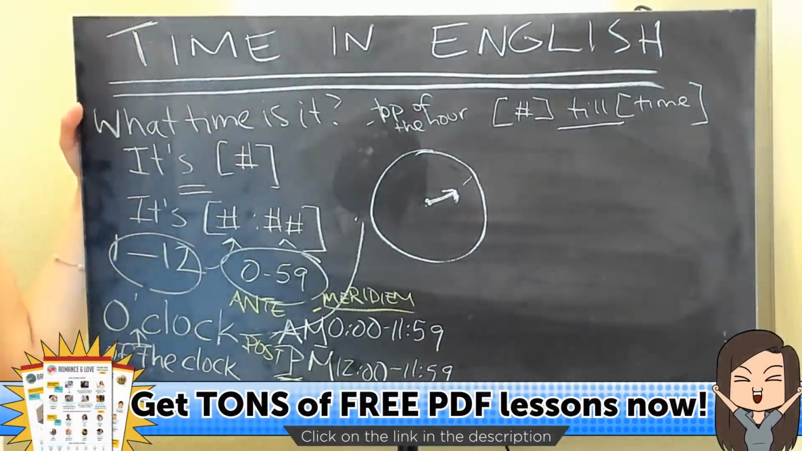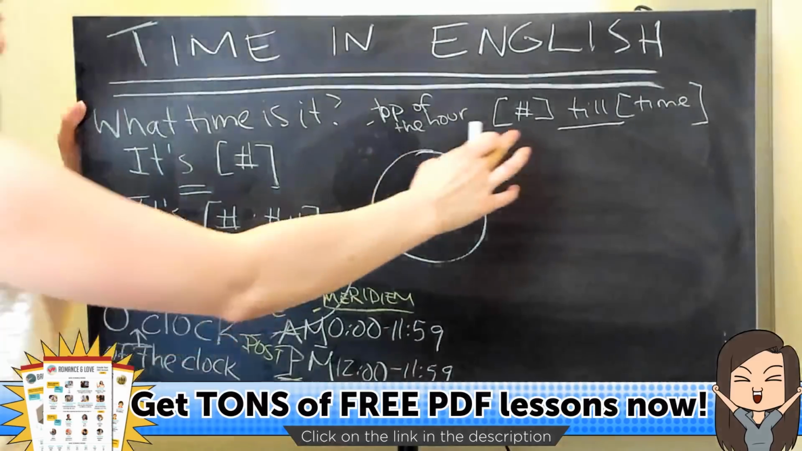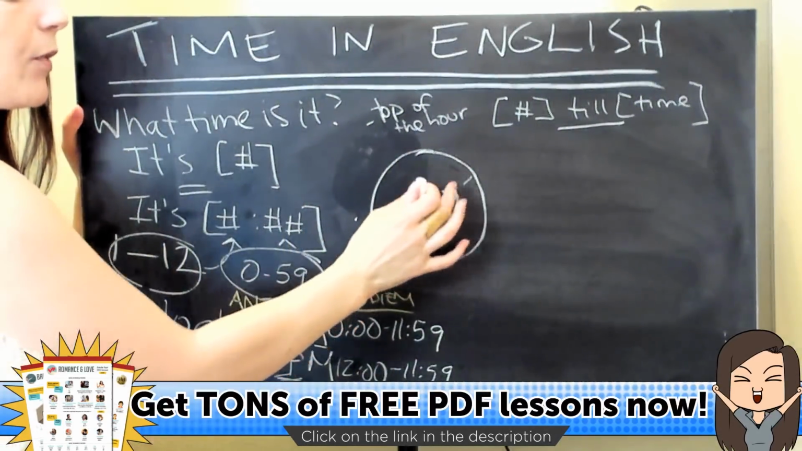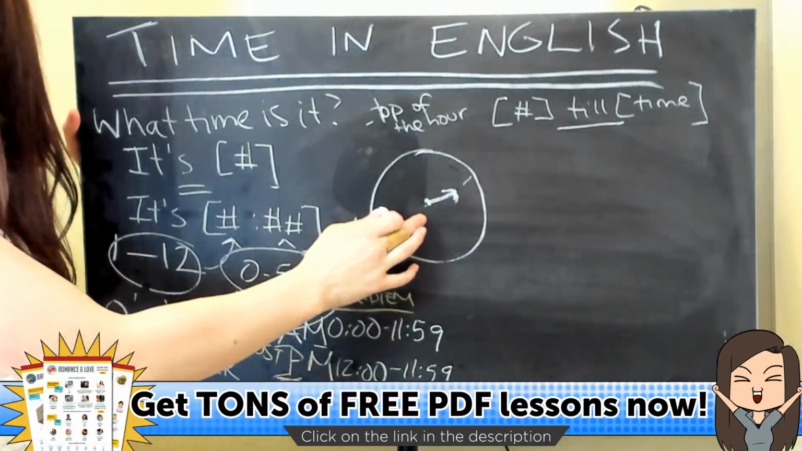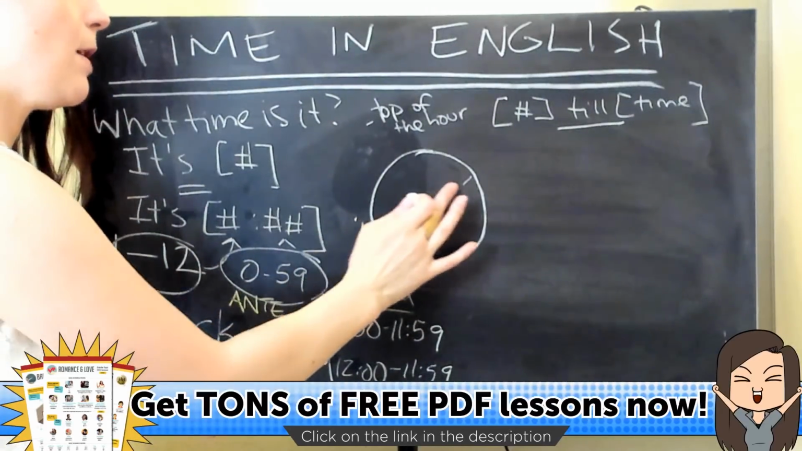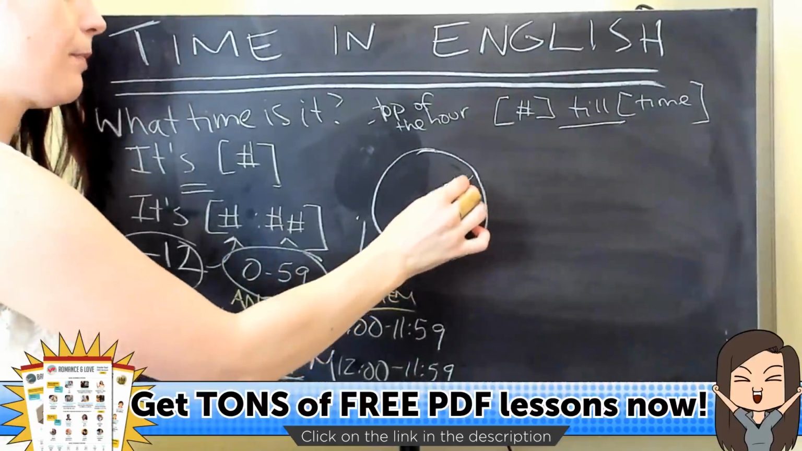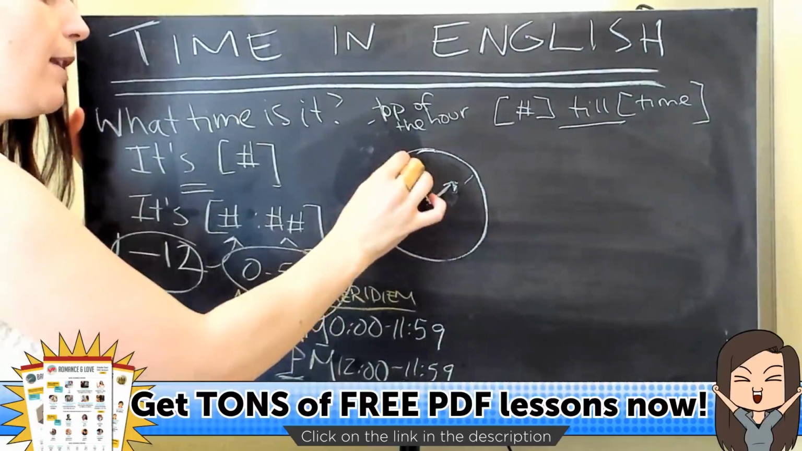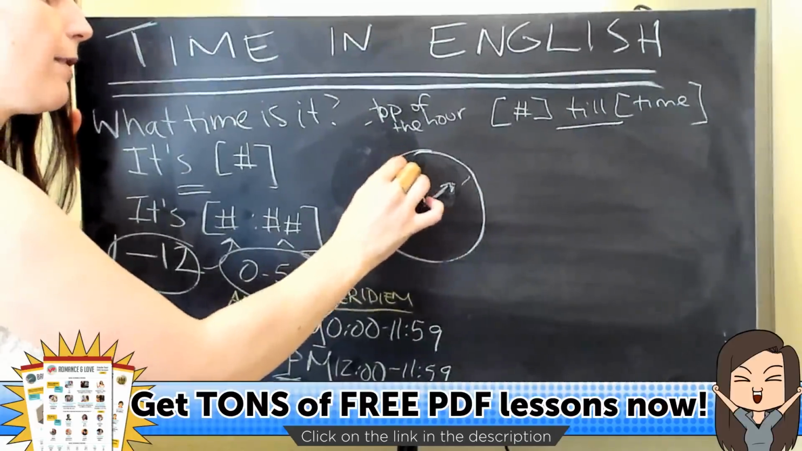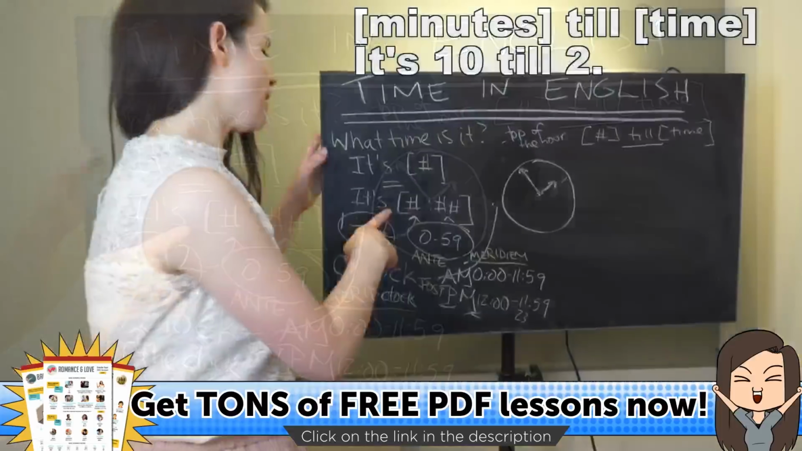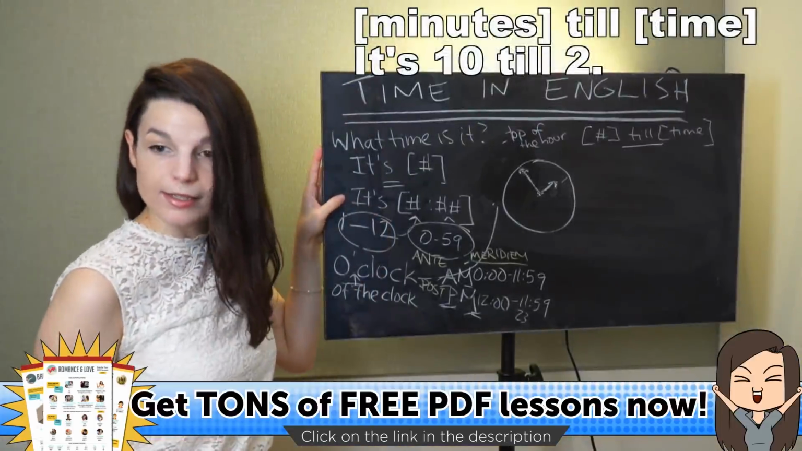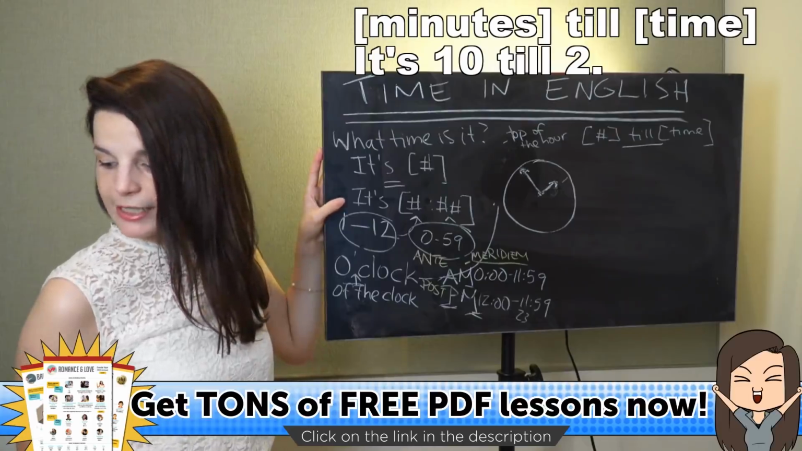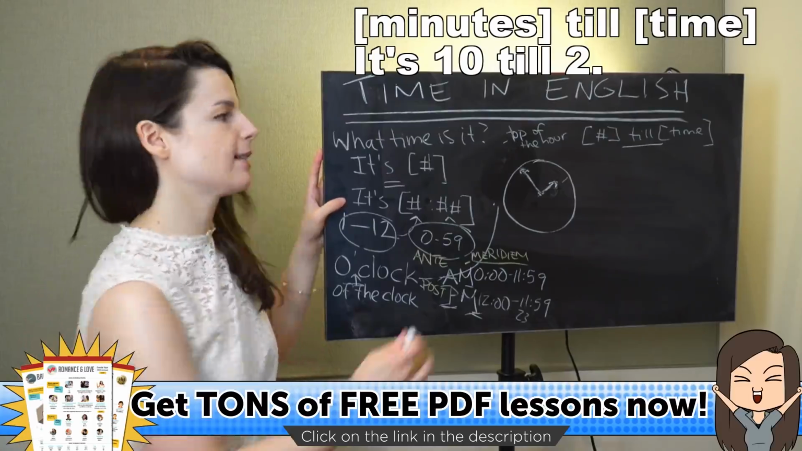We use till for minutes before an hour. So in this case, it's almost 2. Let's imagine it's not 2 o'clock yet. So maybe a more accurate line is here for my hour time. Then right about here is my minutes hand. For this expression, if I want to use this pattern of speaking, I could say it's 1:50. It's 1:50.